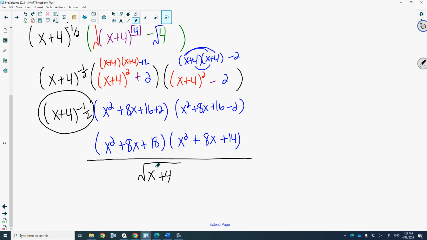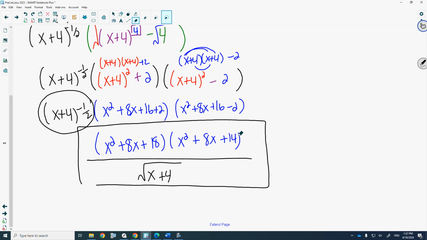Now, you would want to look at these two and say, could we factor by inspection? But you would not be able to. You wouldn't be able to get two numbers that multiply to 18 and sum to 8. Okay, same with this one. You wouldn't be able to get two numbers that multiply to 14 and sum to 8. So these two cannot be further factored, which leaves that as our answer.